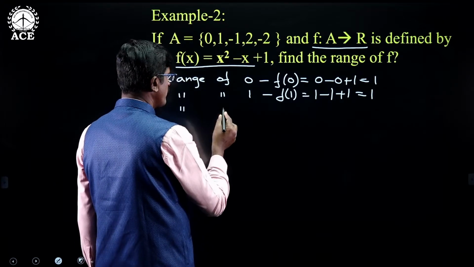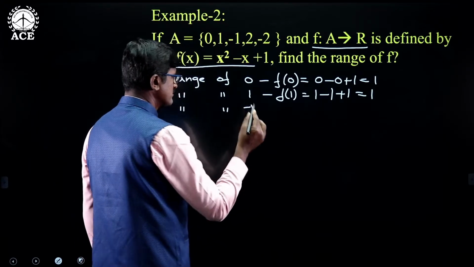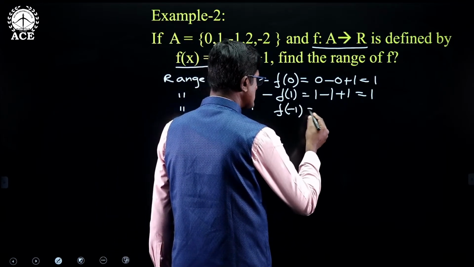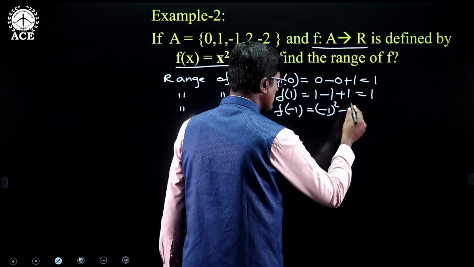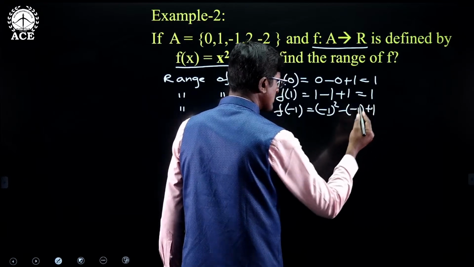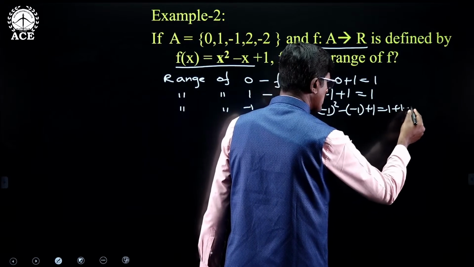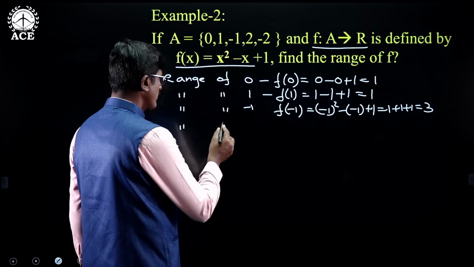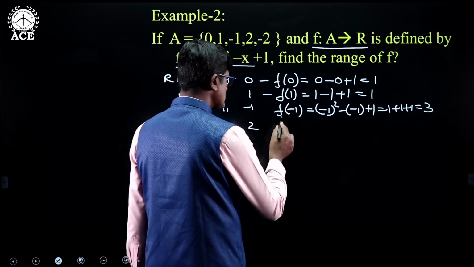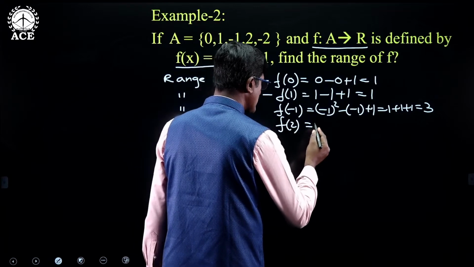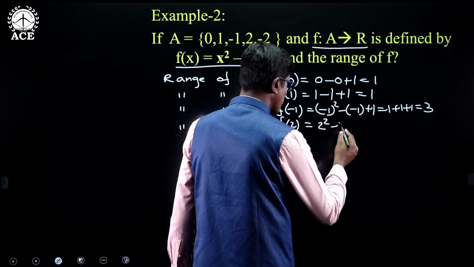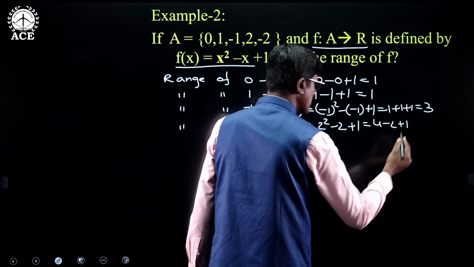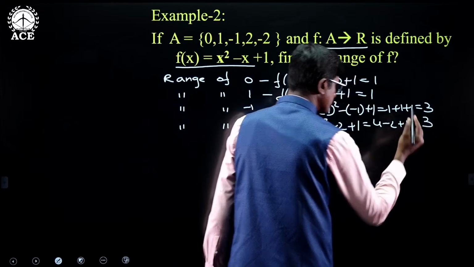Next, the range of the element minus 1 is f of minus 1, which is equal to minus 1 whole square minus of minus 1 plus 1, which is equal to 1 plus 1 plus 1, which is 3. Next, the range of the element 2 is nothing but f of 2. f of 2 is equal to 2 square minus 2 plus 1, that is 4 minus 2 plus 1, which is nothing but 3.